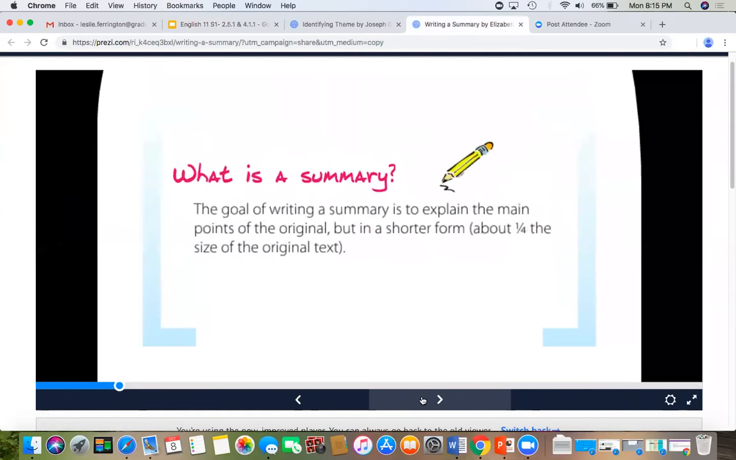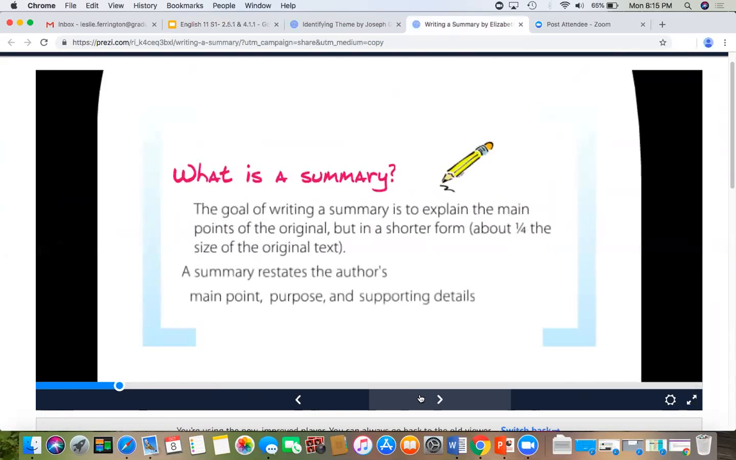A summary. The goal of writing a summary is to explain the main point of the original, but in shorter form. So it should be about a quarter of the size of the original text. A summary restates the author's main point, purpose, and supporting details. It has to be in your own words.